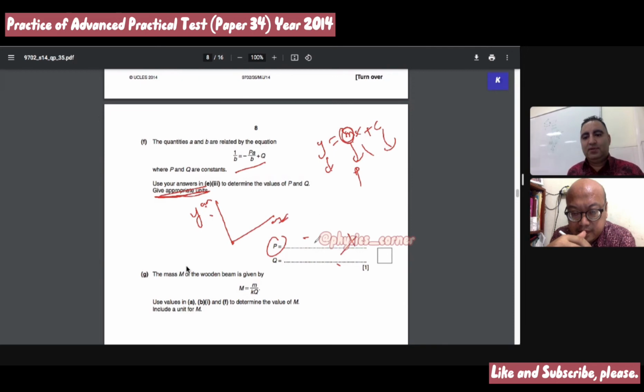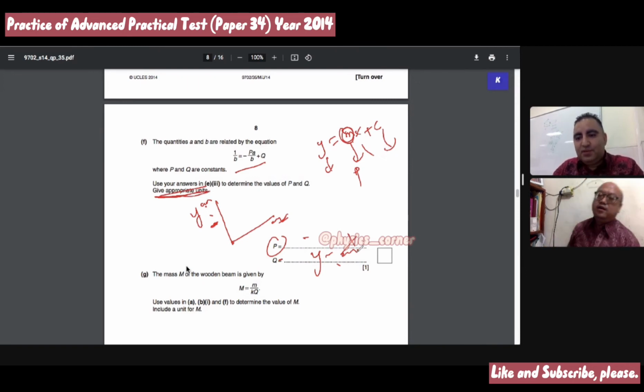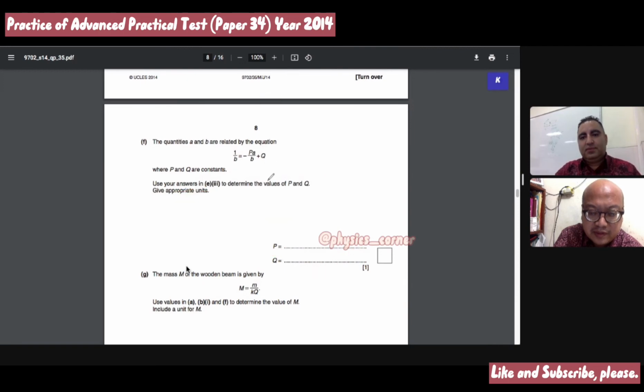For the y-intercept, q is usually the y-intercept. You see here, the y-intercept is only centimeter. If there is no centimeter in the y-intercept, it's wrong. They are asking for units, right? So they will not give the point if you don't give the unit. Yeah, they will ask you for units also.